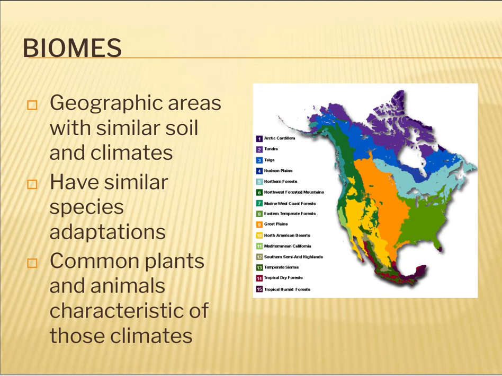If we break up the biosphere into different areas or zones, we call these biomes. Biomes are geographical areas, or areas on a map that have similar soil types and similar climates. These two features, soil type and climate, will allow certain types of organisms to live there. Think of it this way. Why can't we grow bananas in New Hampshire? Because it's way too cold and way too dry.